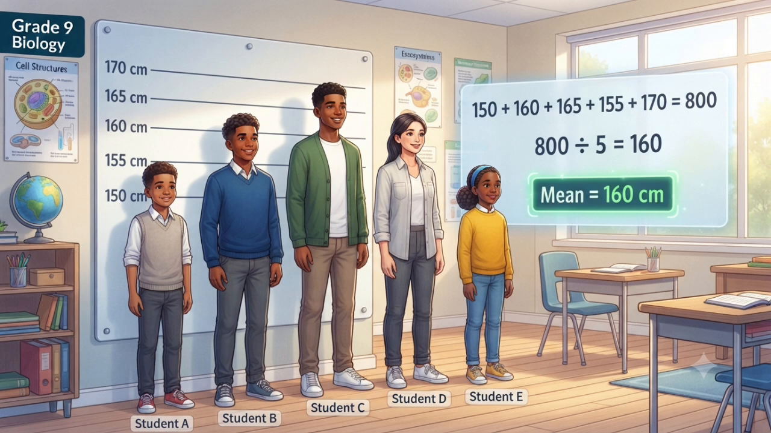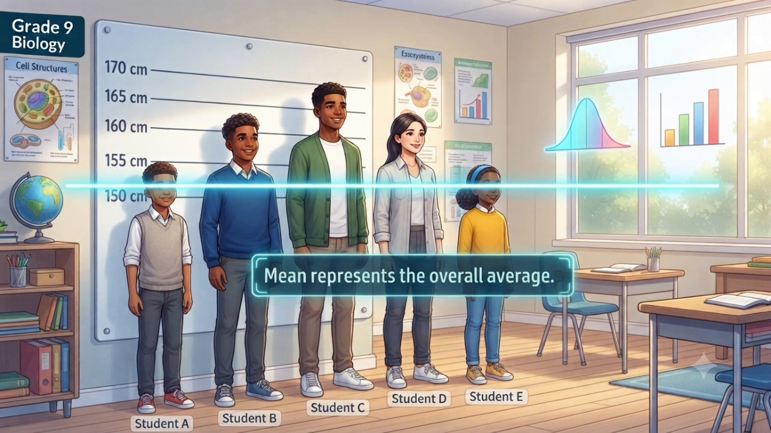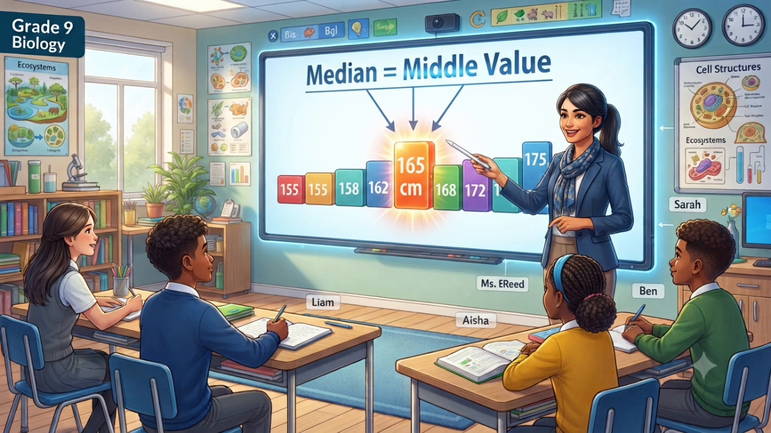Now count the total number of students, which is 5. Finally, divide 800 by 5. So the mean height is 160 centimeters. The mean gives us the overall average value of the dataset.